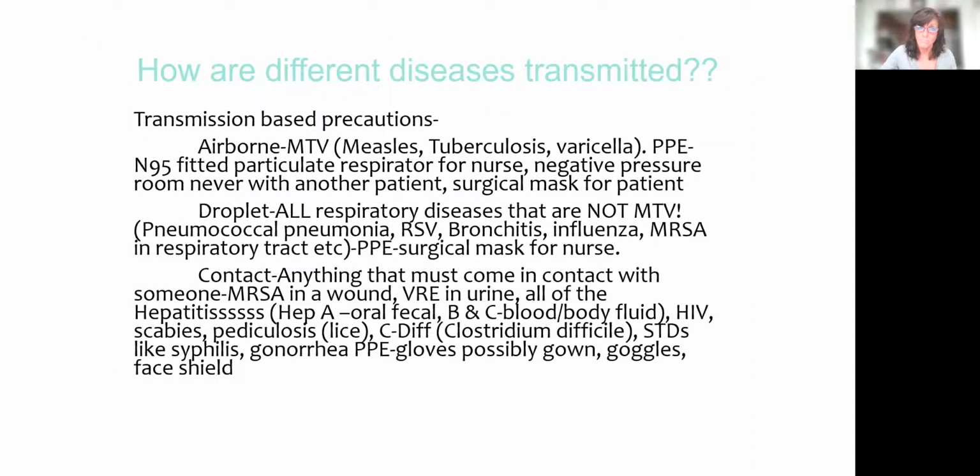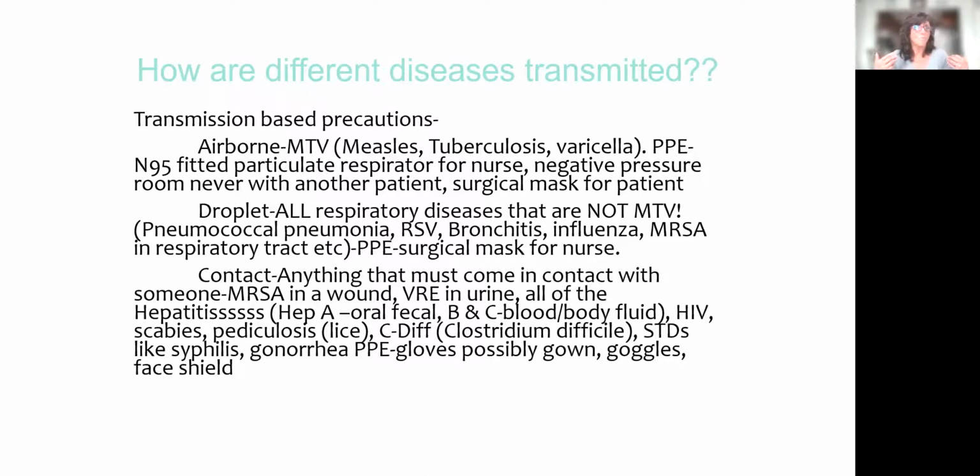Makes sense, right? So now let's talk about transmission of diseases. When we talk about transmission-based precautions, it means how is the disease spread from person to person? And what precautions do we have to take so that we don't get sick? So first one is airborne. Airborne diseases are, I want my MTV: measles, tuberculosis, and varicella. Those are airborne. And what that means is they're micro droplets.